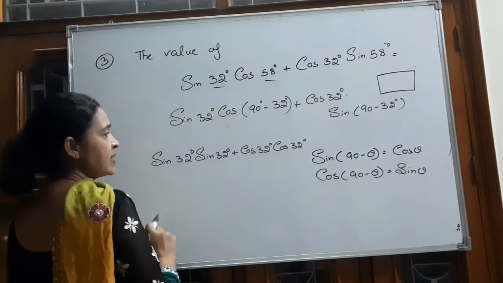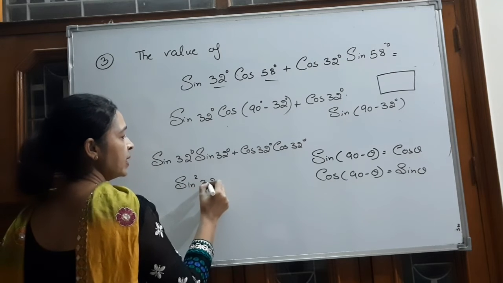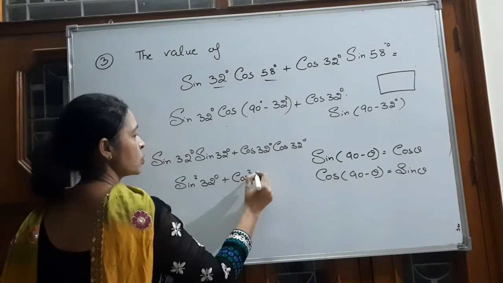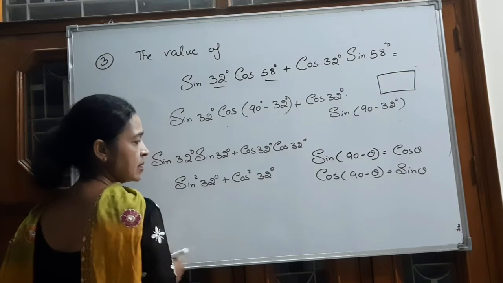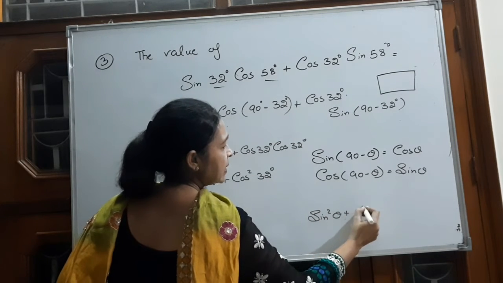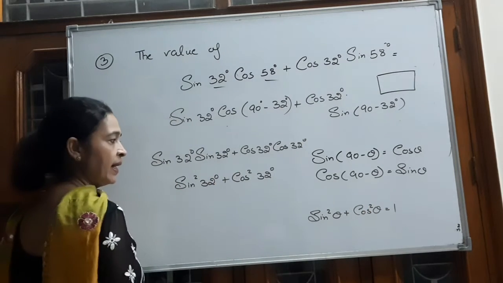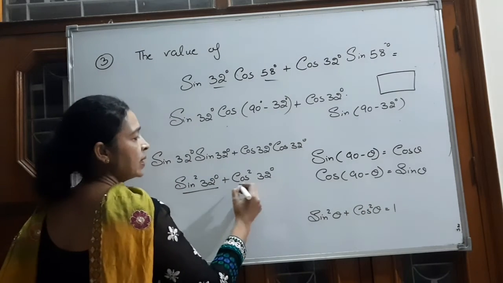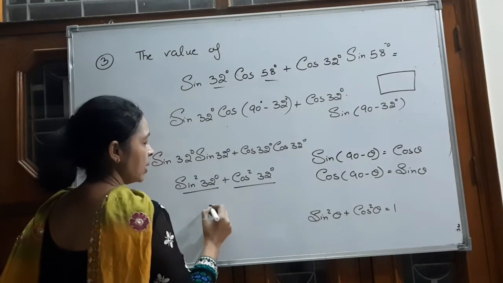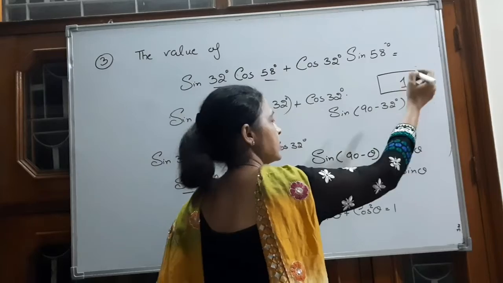Sin 32 degrees into sin 32 degrees, sin square 32 degrees, plus cos 32 into cos 32, cos square 32 degrees. What is sin square theta plus cos square theta? Equals 1, our identity. Now sin square 32 and cos square 32, in this case theta is 32 degrees. The answer will be 1. 1 is our answer. Clear?